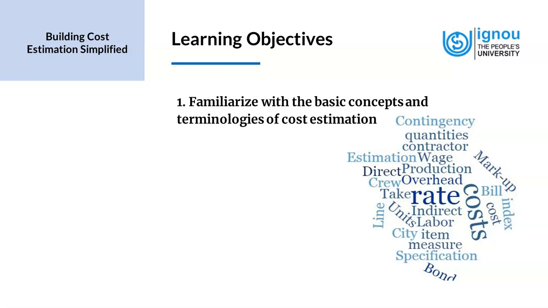Many a times we use abbreviations and short forms to refer to certain terms. We may use terms like bill of quantities and we would represent them as BOQ, or SOR for schedule of rates. Therefore, we will familiarize ourselves with the abbreviations that are used commonly in the estimation process.